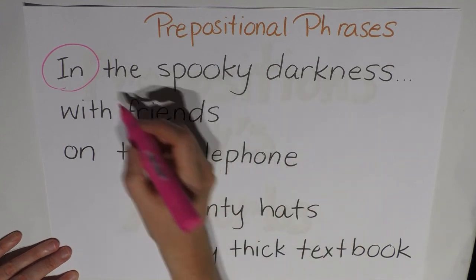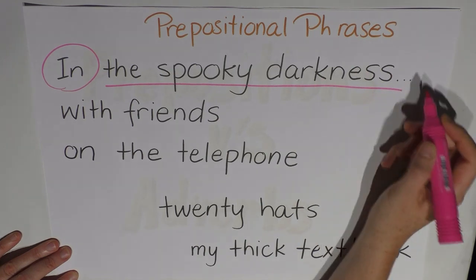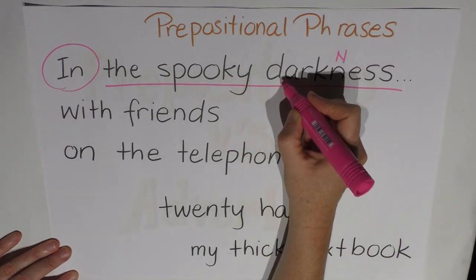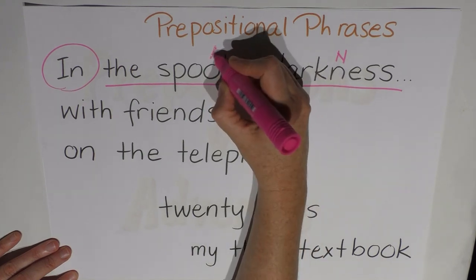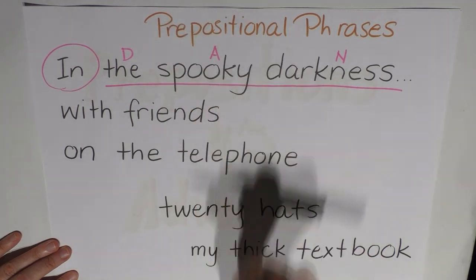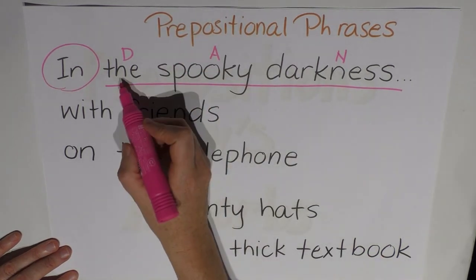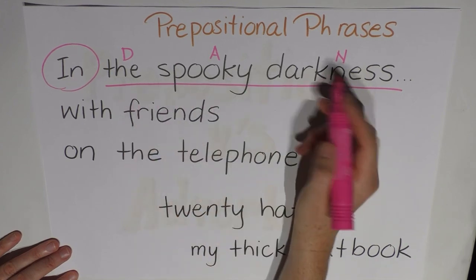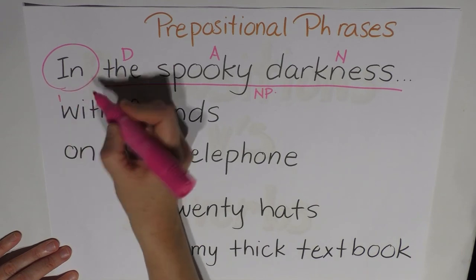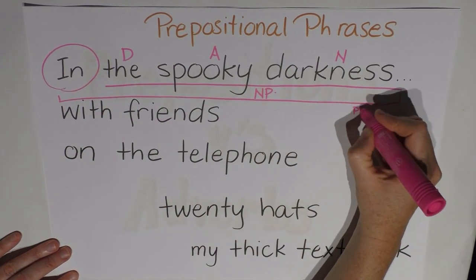Now we did look at some noun phrases earlier, but let's have a look at this noun phrase here. In this instance, darkness is the noun. Spooky is describing the noun, so it's an adjective. And there's our the, the definite article, or the determiner the, describing the darkness or the spooky darkness. So this all together creates a noun phrase. Now if you put a preposition in front of a noun phrase, we have a prepositional phrase.